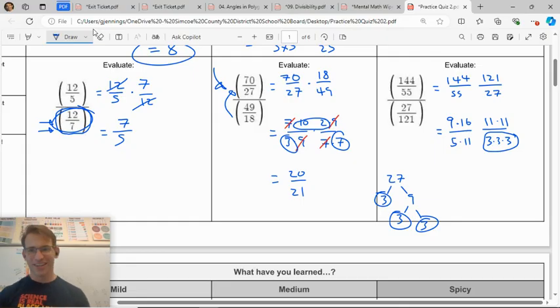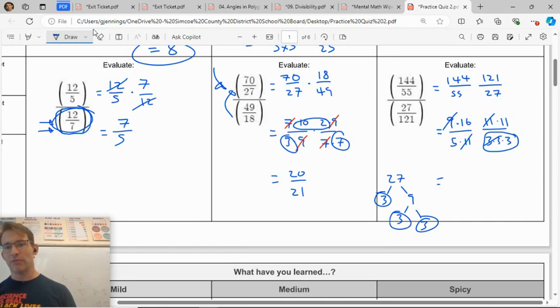Okay. So now I can see this 9 can cancel two of those 3s. 3 times 3 is 9, so that cancels. One of those 11s cancels away. And I end up with 16 times 11 on top over 5 times 3. So I carefully work out that 16 times 11 is 176. And 5 times 3, I carefully work that out, is 15.